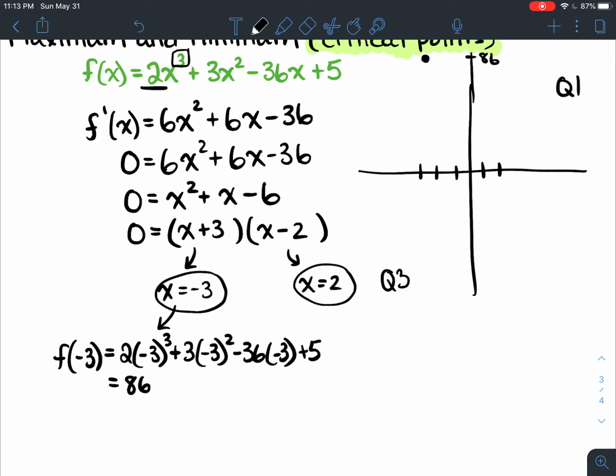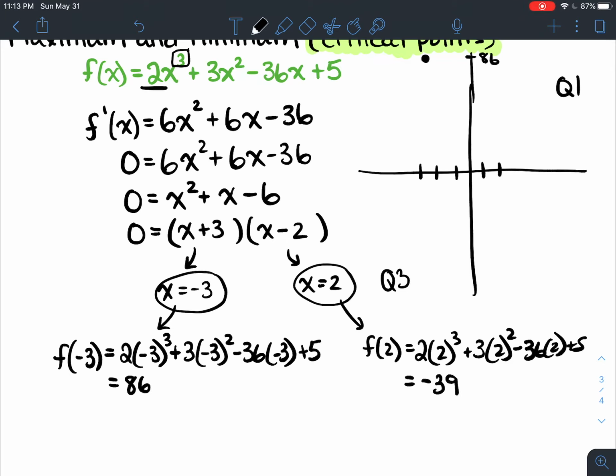Hoping that's a max. And let's say I sub in 2. So I find f of 2. So I have 2 times 2 cubed plus 3 times 2 squared minus 36 times 2 plus 5 equals. Say you did that, you get negative 39. Okay, so 2, and let's just make the worst scale of all time. I'm sorry, make that negative 39.